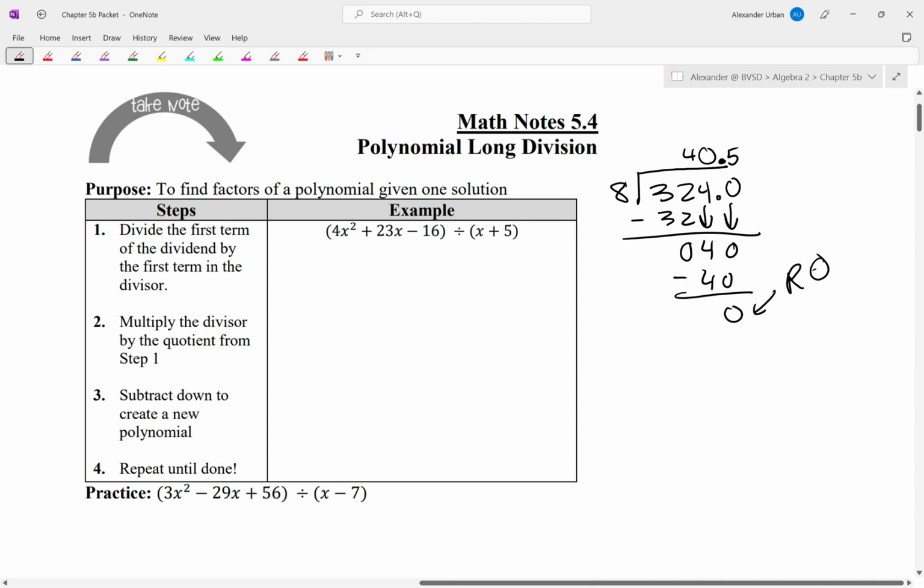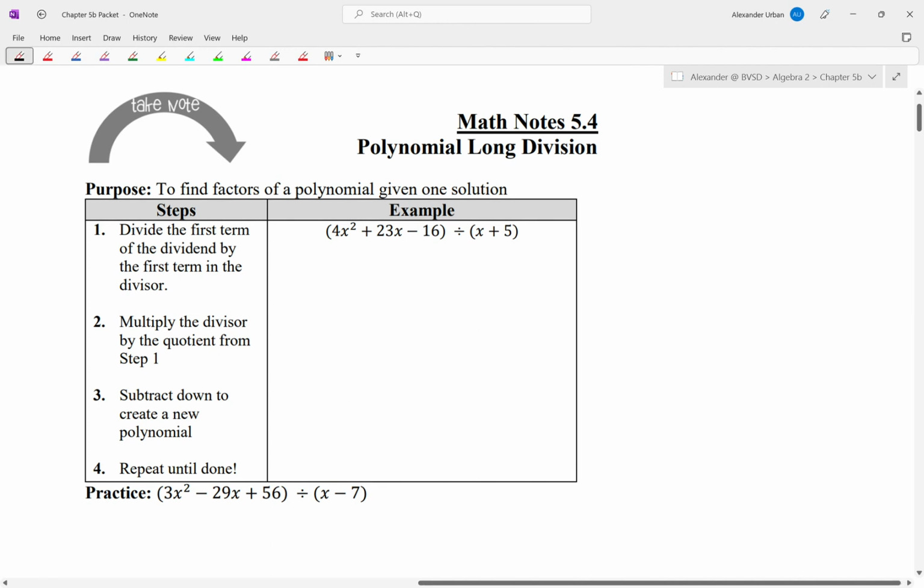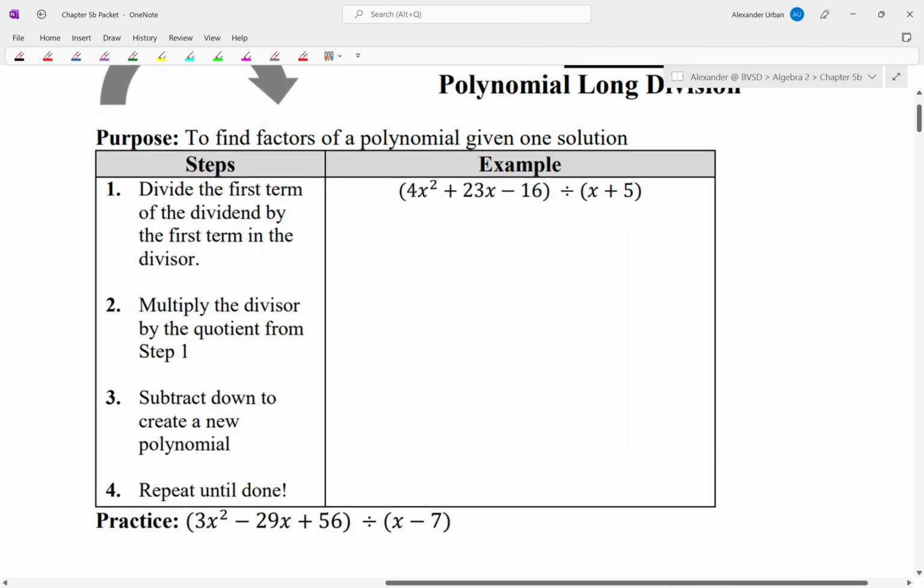We are going to now use long division to divide into a polynomial. And what we're really trying to do is match values and multiply, just like we did in long division of the past. So let's try it. We're going to divide the first term of the dividend by the first term in the divisor. So we're going to set this up: x plus 5 is going to divide 4x squared plus 23x minus 16.